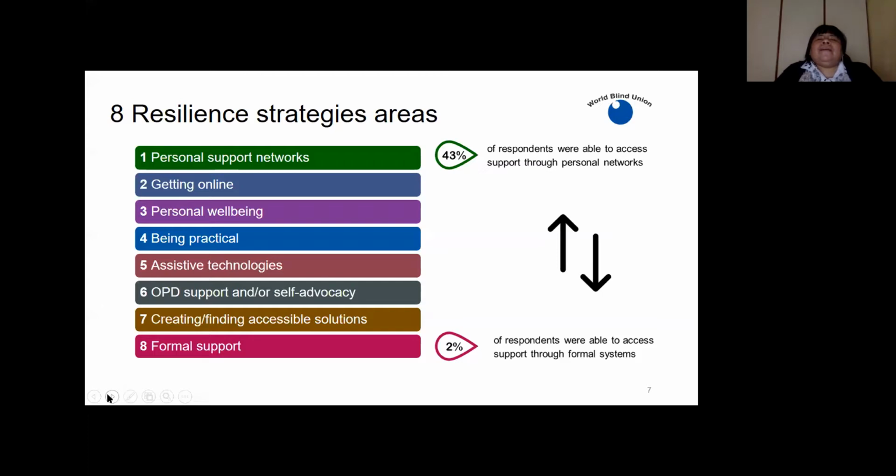Definitely, 43% of the respondents were able to access support, but through personal networks. The respondents who had a formal support network were very, very few. We want to share with you these resilience strategies so that maybe we can create a community that can practice them. As Dr. Jordan mentioned, we need to be aware now of possible future disasters and humanitarian emergencies, and we need to have these as a tool, like useful strategies to cope with these issues.